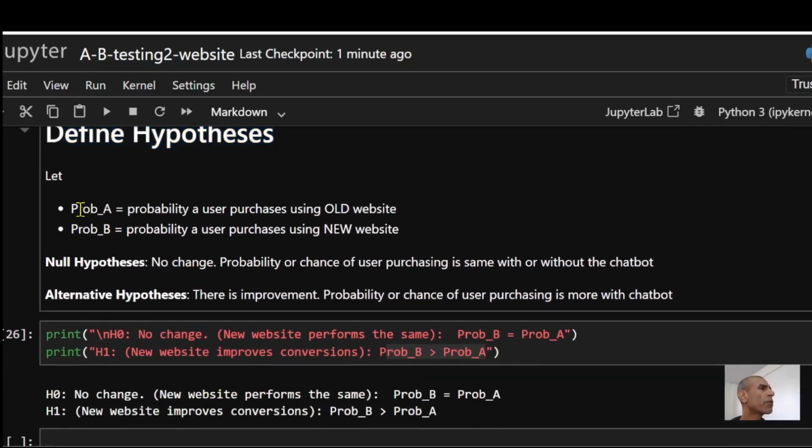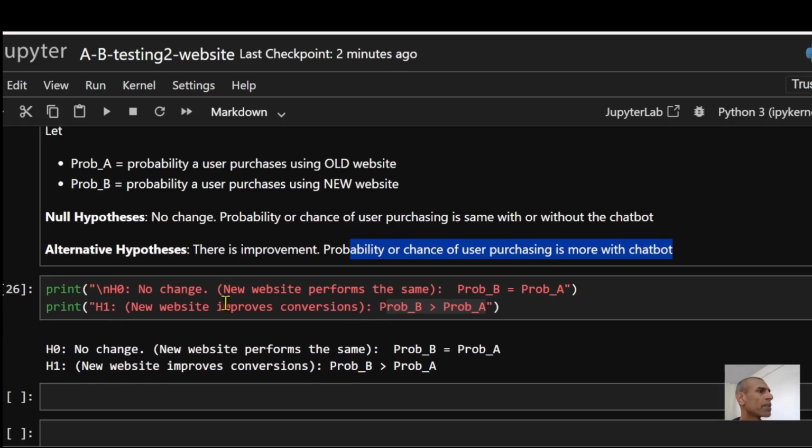And now we define our hypothesis. Let probability of A be the probability that a user purchases using the old website, website A. And let probability of B be the probability that a user purchases after visiting the new website, website B. So you will have two hypotheses, null and alternative. Null hypothesis means no change, everything remains the same. The probability or chance of a user purchasing is the same with or without the chat part. So the chat part doesn't make a difference. That's your null hypothesis. Alternate hypothesis means that there is an improvement. The probability or chance of a user purchasing is higher when you put the chat part on your website.